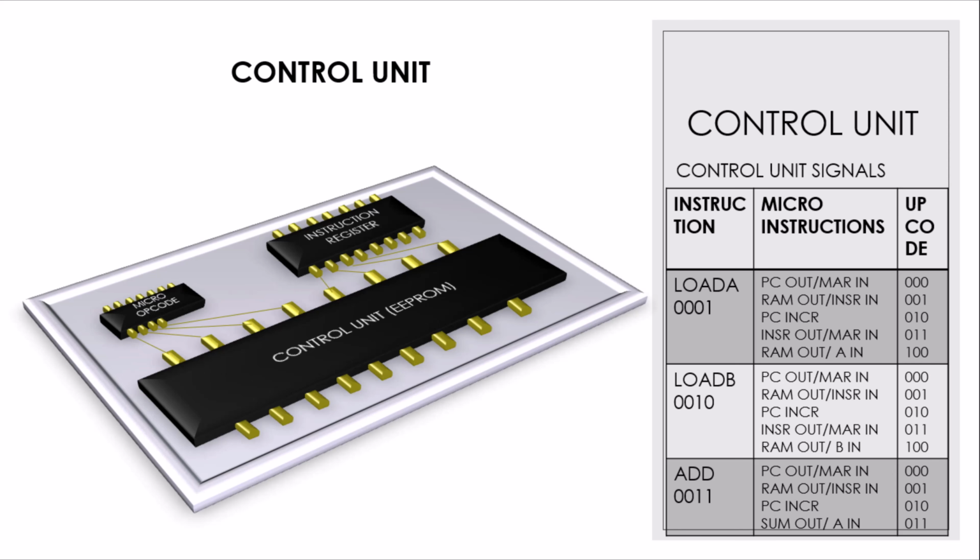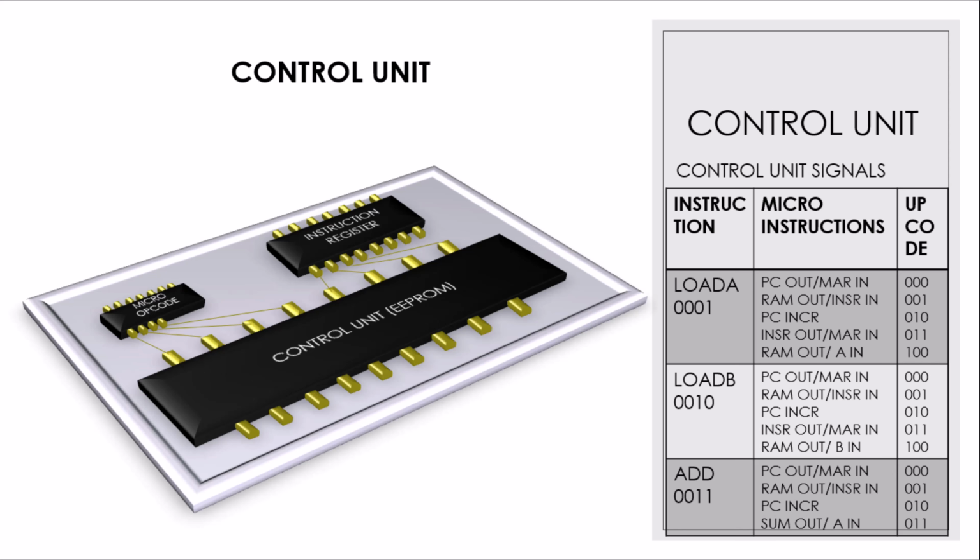This is represented by opcode 000. The RAM out, instruction register in, prompting the RAM to put out its content on the bus and the instruction register to read the data on the bus. This is represented by opcode 001. The program counter increment, prompting the program counter to count up. This is represented by opcode 010.